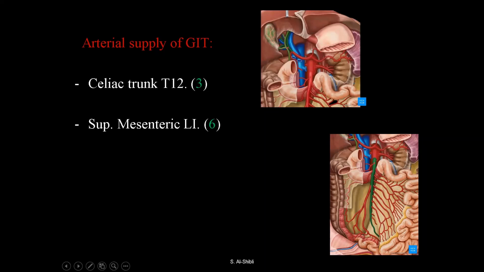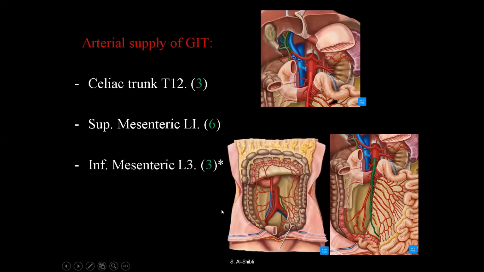Ileocolic. 6 branches. And finally, we have the last branch, anterior branch of the aorta. You know, the abdominal aorta, actually, when it pierces the diaphragm at the level of T12, it's called abdominal aorta.